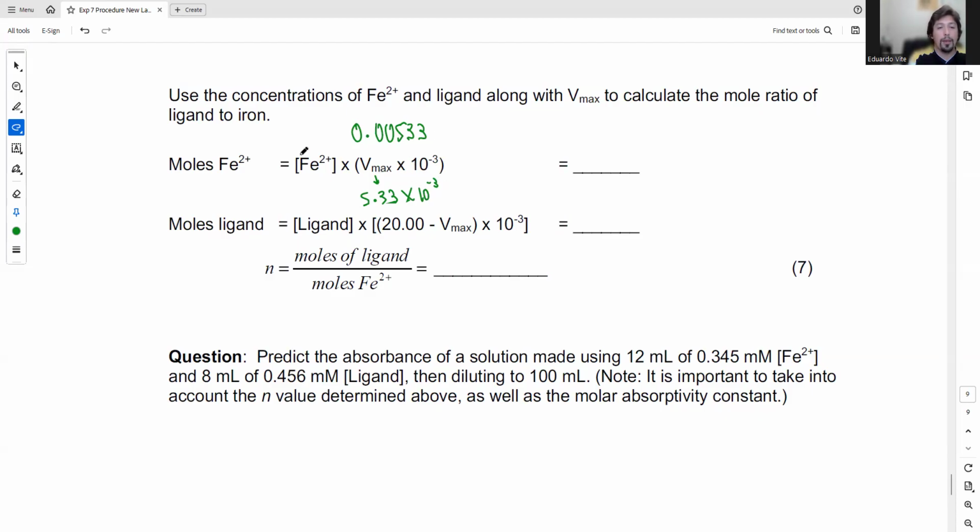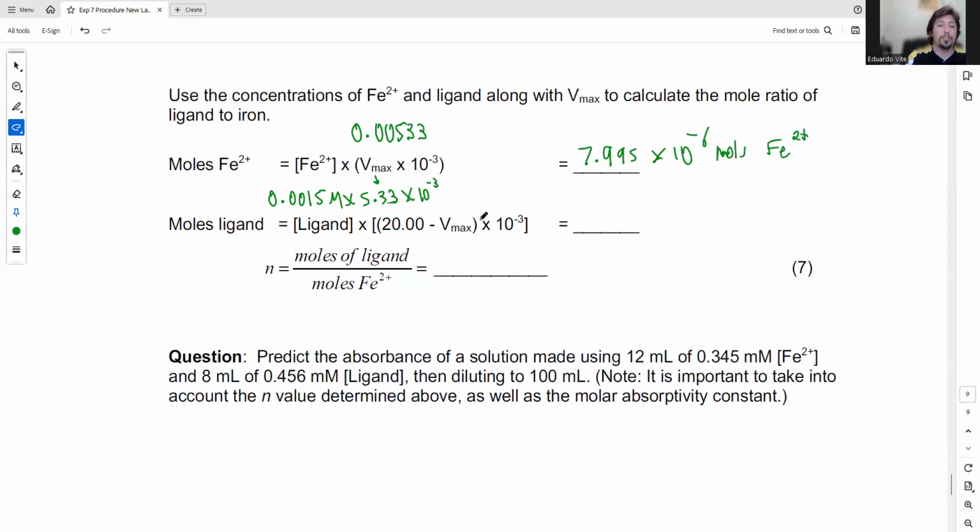You're going to multiply that by the concentration of Fe2 plus, which was 0.0015 molar. So that molarity times this max volume, remember, volume times molarity gives you moles. So this is going to give me the moles, which is 7.995 times 10 to the minus 6 moles of Fe2 plus.